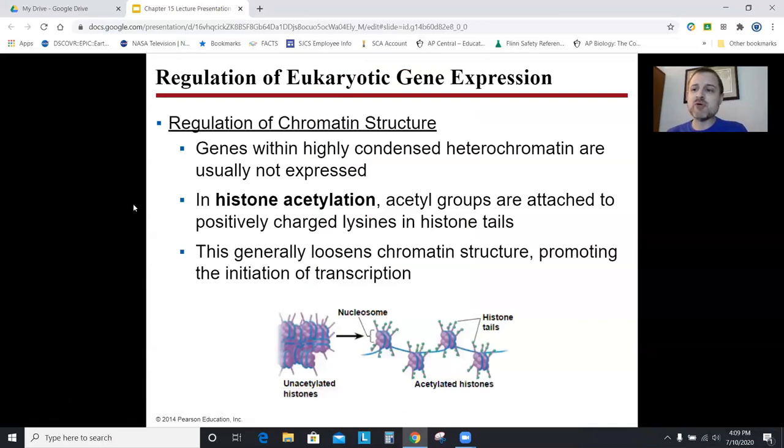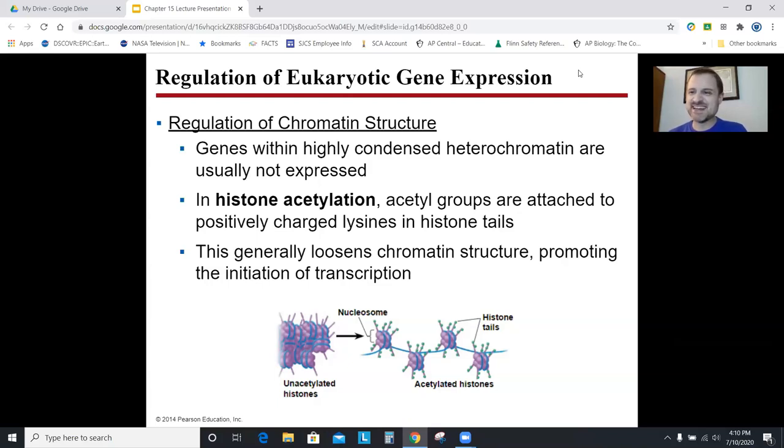Okay, so right now we're in the nucleus. Regulation of chromatin structure. Remember we said back in a previous chapter that when you tightly wind up DNA, you basically turn it off. And if you loosen up the DNA, you basically turn it on. Remember, heterochromatin is DNA that is tightly condensed. Euchromatin is DNA that's loose and is expressed.